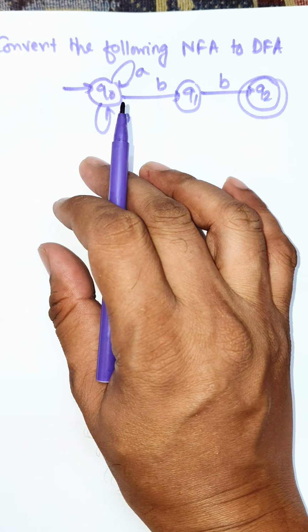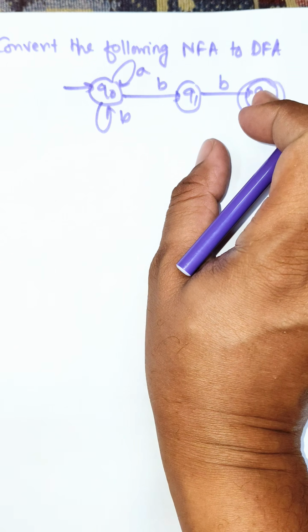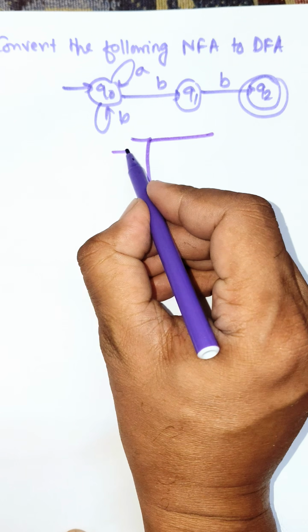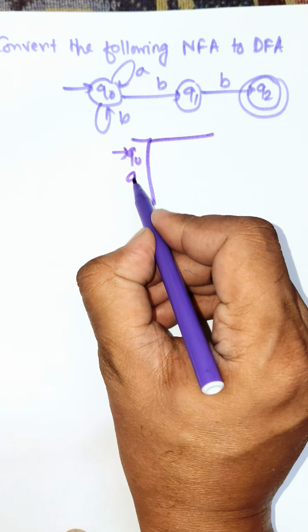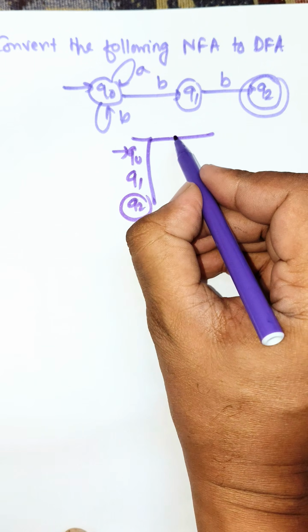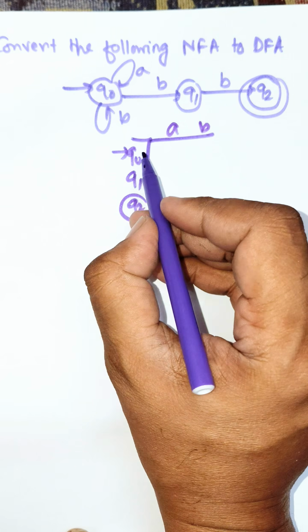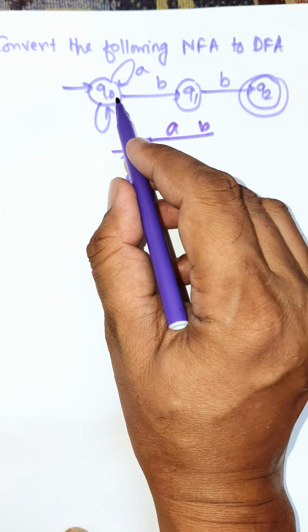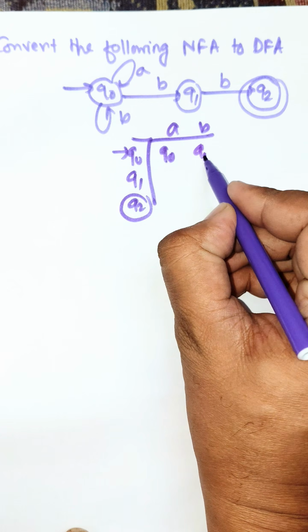In this video, I am going to discuss the following NFA to DFA. First of all, we need to convert the transition table. Q0 is the initial state, Q1 and Q2 are the final states. A and B are the input symbols. Q0 to A is Q0 and Q0 to B is Q0 and Q1.